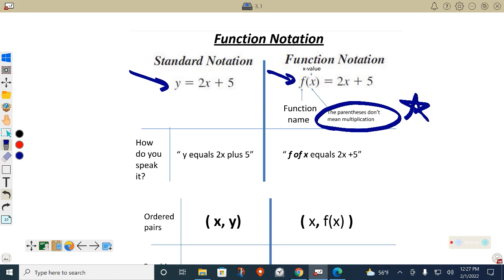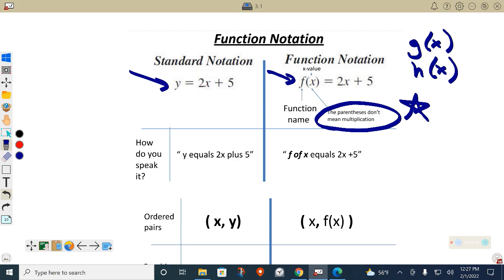f is just the function's name. So sometimes you can have g of x, or sometimes you can have h of x. It's just the function name. You can name the function anything you want, but it does not mean f times x.